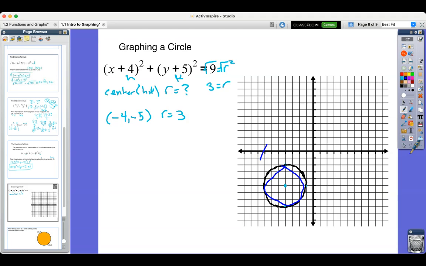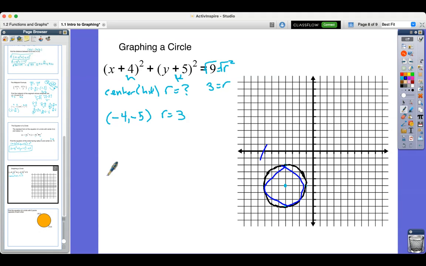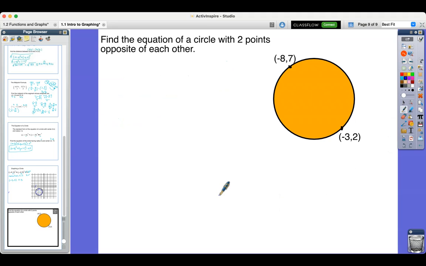So that being said, this is our last example. It's going to benefit you quite a bit. We're going to find the equation. Remember, the equation looks like this: x minus h quantity squared plus y minus k quantity squared equals r squared. Ultimately, this is what we're looking for.